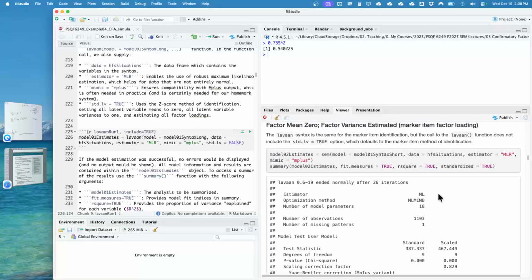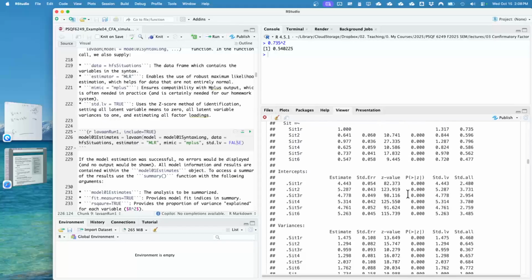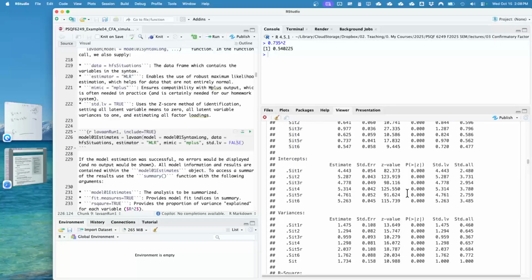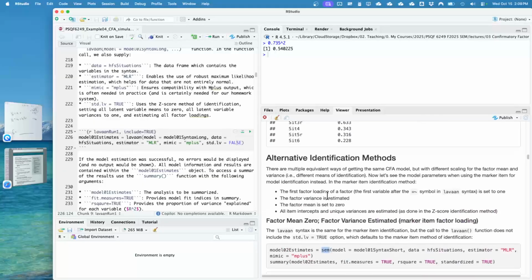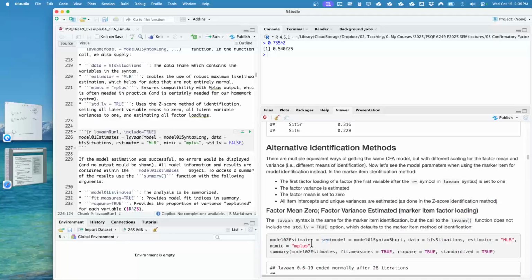Okay, how about we look at what happens when we use the marker item here. Factor mean zero, factor variance estimated. I've got to check something. Sorry, I saw the word standardize equals true, and I thought that was std.lv, but that's not the case. When you run the sem function and you do not otherwise specify std.lv, it fixes the factor mean at 0, but it estimates the factor variance.